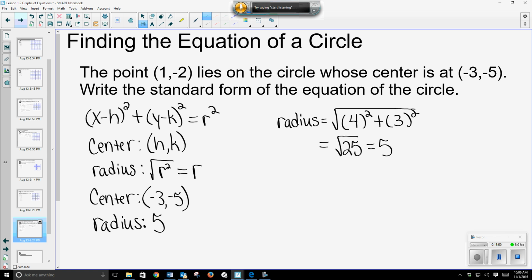So now all we have to do is plug our numbers in. So we've got x minus a -3, x plus 3, the signs change. Y minus a -5, y plus 5, is equal to r squared. So it's 5 squared, not 5, but 5 squared, 25. That's the answer.